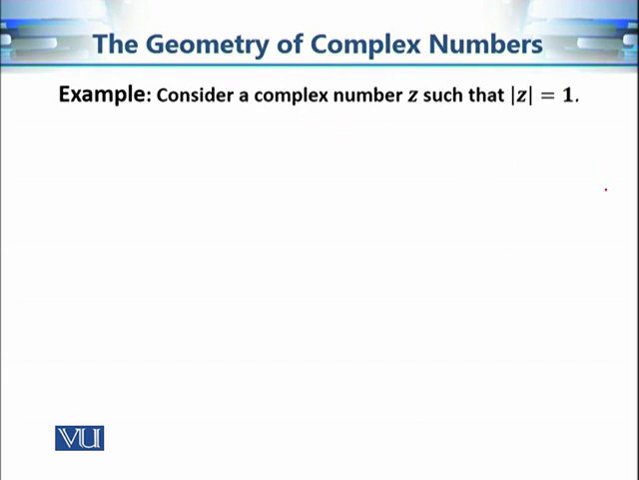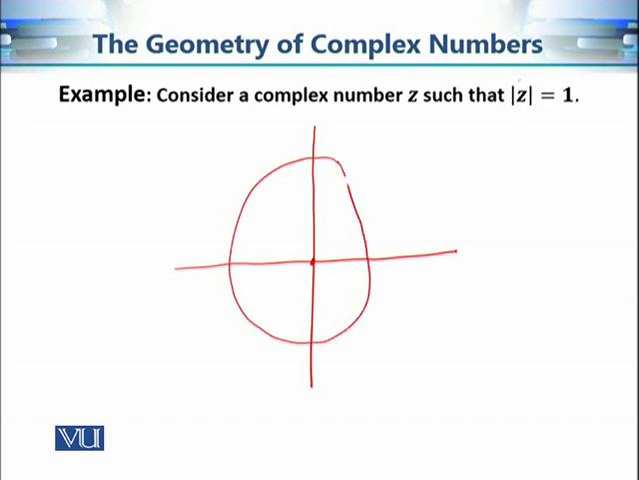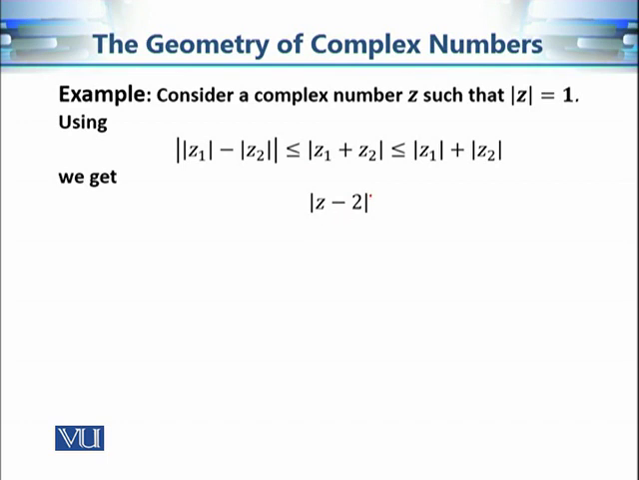Now consider a complex number such that the modulus of Z is equal to 1. So what are these complex numbers? Consider this complex plane, and we also know that the modulus of a complex number is basically the distance from the origin to that point. So in other words, we are looking for those complex numbers in the complex plane whose distance from the origin is exactly equal to 1. So the set of all points whose distance from the origin is equal to 1 is of course a circle of radius 1.